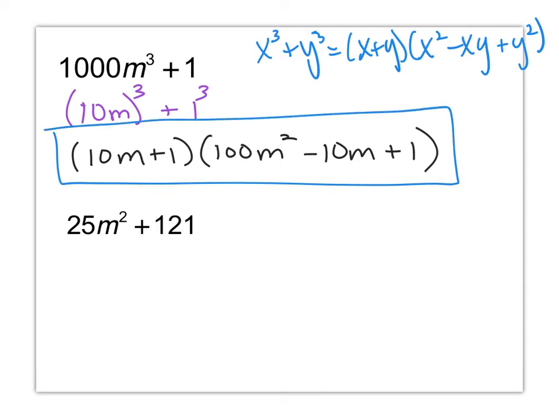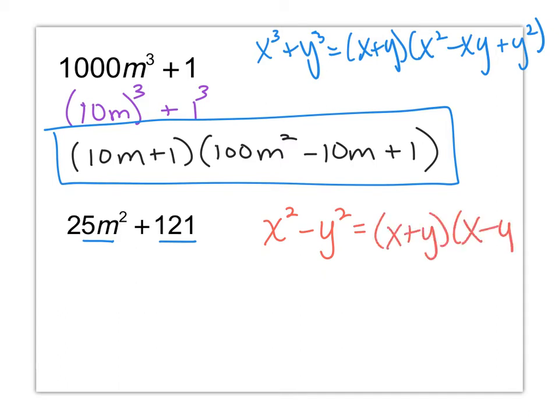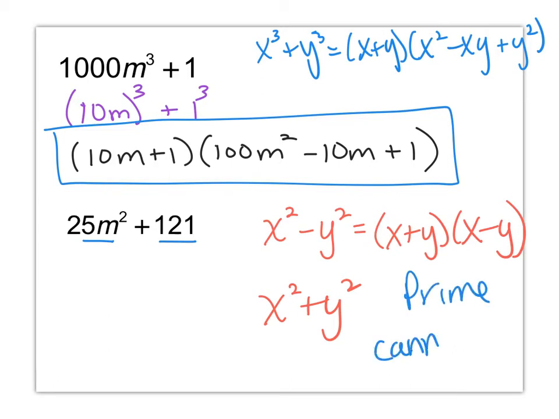The second example here isn't a sum of cubes or difference of cubes. It looks like we have a perfect square and a perfect square. Now the only formula we have that involves perfect squares is if we have a polynomial written in the form of x squared minus y squared. Then we know the factors are x plus y and x minus y. There is no special formula for x squared plus y squared. We consider this to be prime, and it cannot be factored.